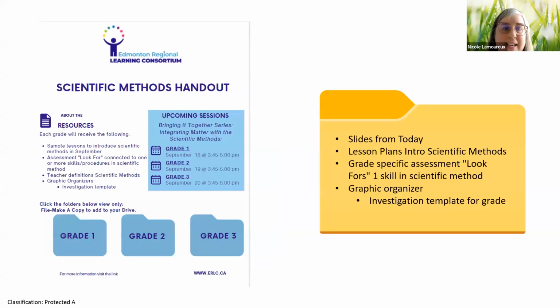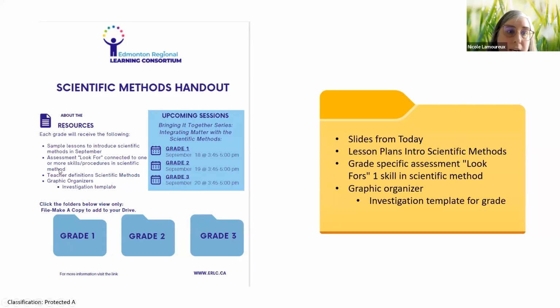Okay, in a moment, this is the handout that you're going to receive. In the handout, you're going to get the slides from today. You're going to get lesson plans to introduce the scientific methods for about the first week, which zero in on observations and getting students really used to making an observation. And then you have grade specific look fors. I have one skill, most of them connected to observation, except for grade 1, you get a little extra with prediction. And then a graphic organizer, which is like an investigation template for your grade level. And you guys were asking for the investigation cycle, so I'm going to drop that in each grade level as well.